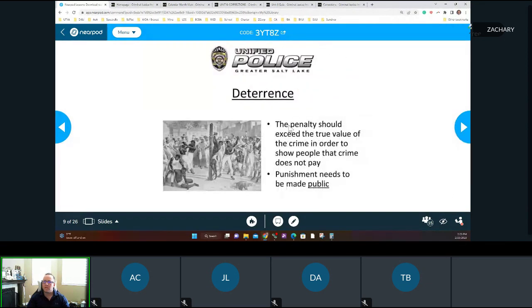Okay. The next one is deterrence. So deterrence is that the penalty should exceed the true value of the crime, and also that the punishment should be made public so people can see, so you can kind of be ridiculed for it. What they're hoping is that nobody will want to do it because they saw what other people went through, like, this one's getting a whipping, and you'll never want to do the crime because it's deterring you from doing it. So that's deterrence.